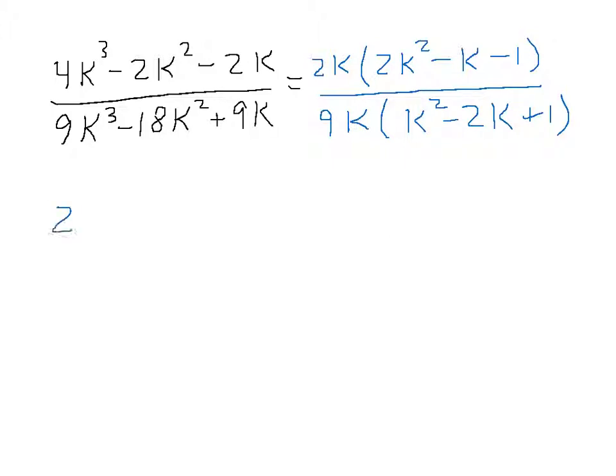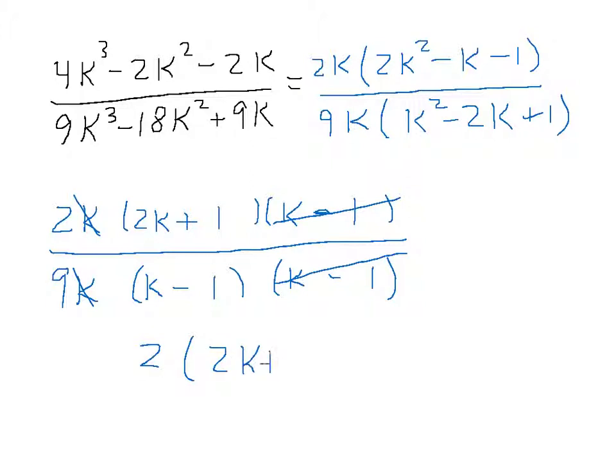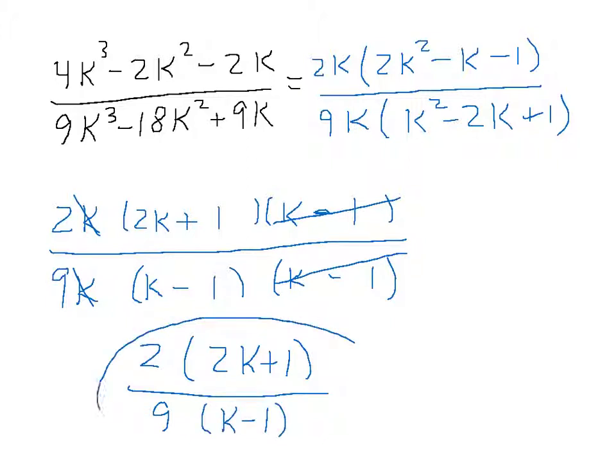Now I can factor a little bit more. So I get 2k. Okay, I'm going to factor this. And on the bottom I have a 9k, and I'm going to try to factor that. So the top is going to factor with a 2k and a k, a 1 and a 1, and let's see, this has got to be minus, and this has got to be plus. The bottom, you're going to have a k and a k, a 1 and a 1, and a minus and a minus. And so what we notice is we can cancel these terms out, and we can also cancel the k's. And so I finally get 2 times 2k plus 1 over 9 times k minus 1. And there you go. That's in lowest form.